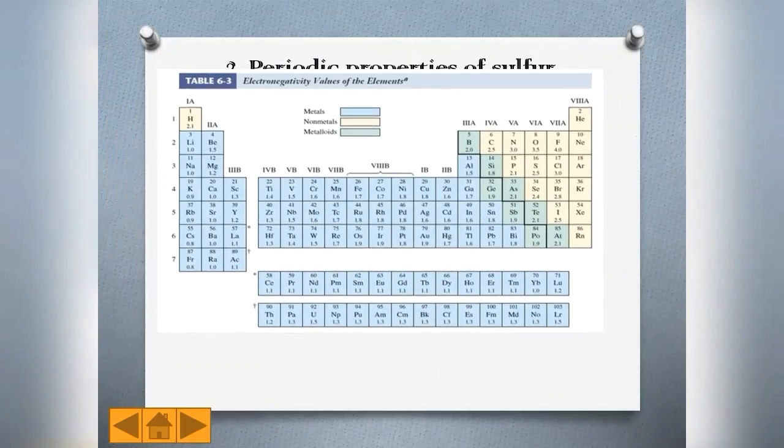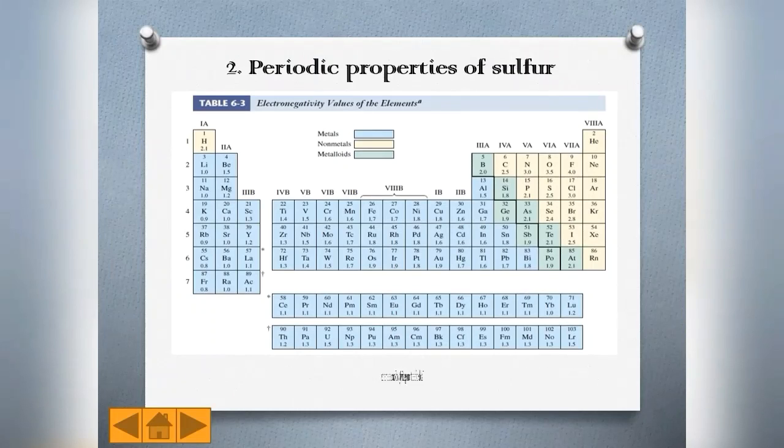From this table, we can see the electronegativity values of the elements. The electronegativities of the elements are expressed on the Pauling scale. The electronegativity of sulfur is 2.5.